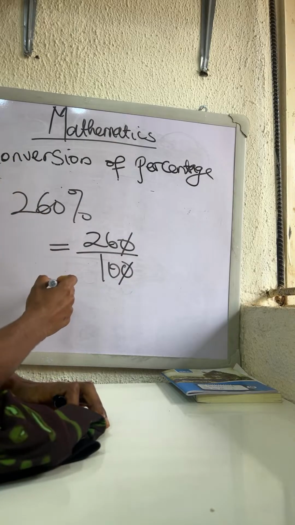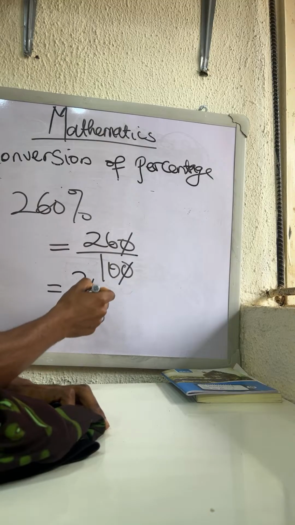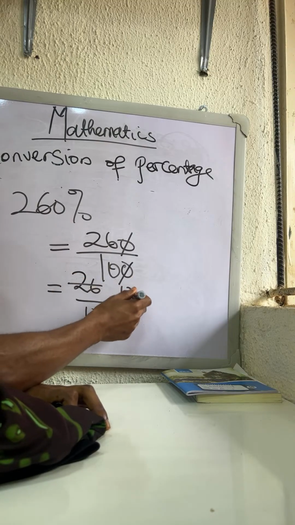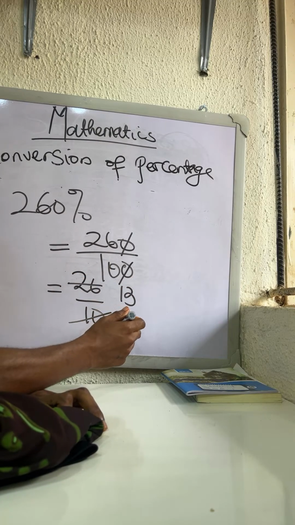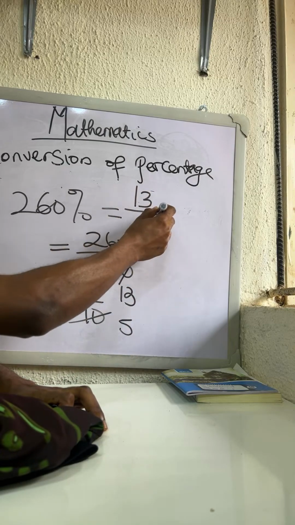After cancelling out the zeros, you are left with 26 over 10. 2 can divide 26 to get 13. 2 can divide 10 to get 5. So the last answer becomes 13 over 5.